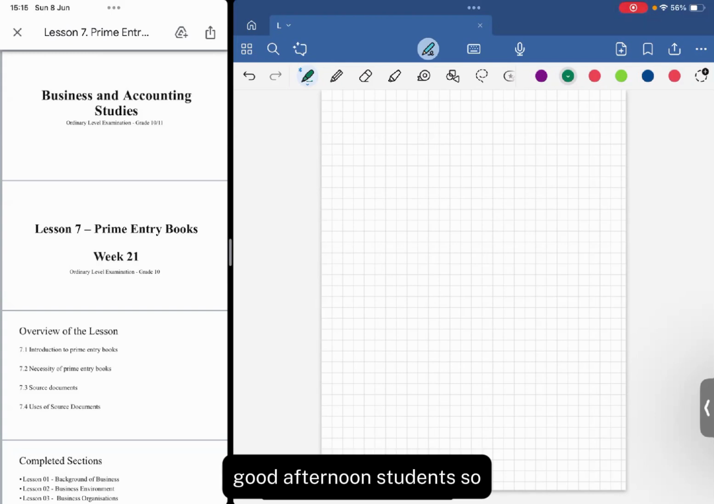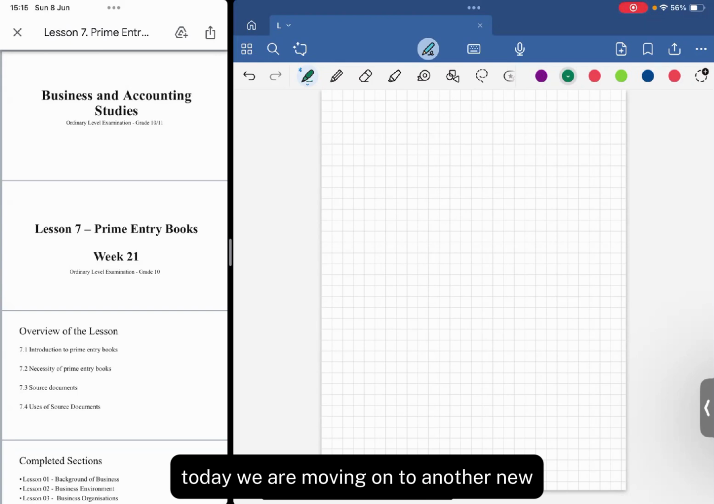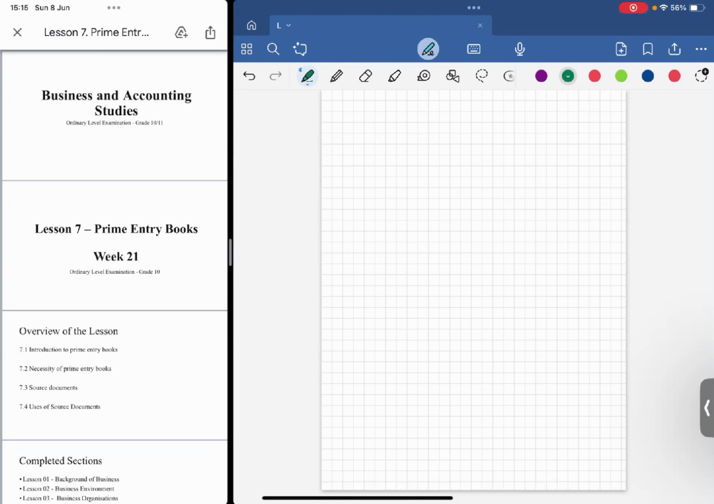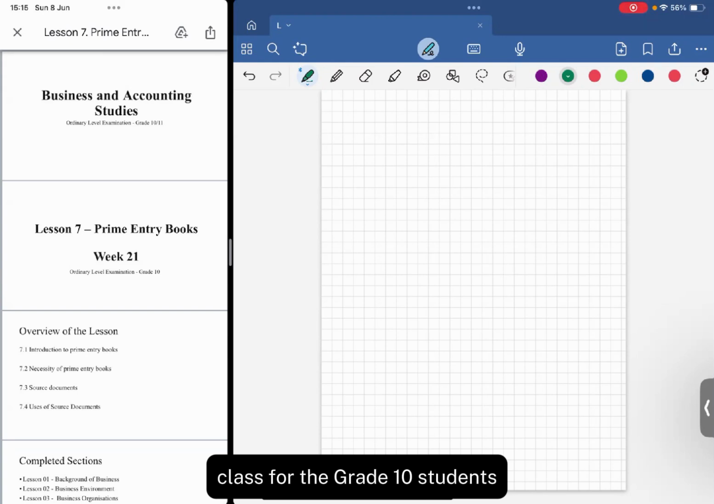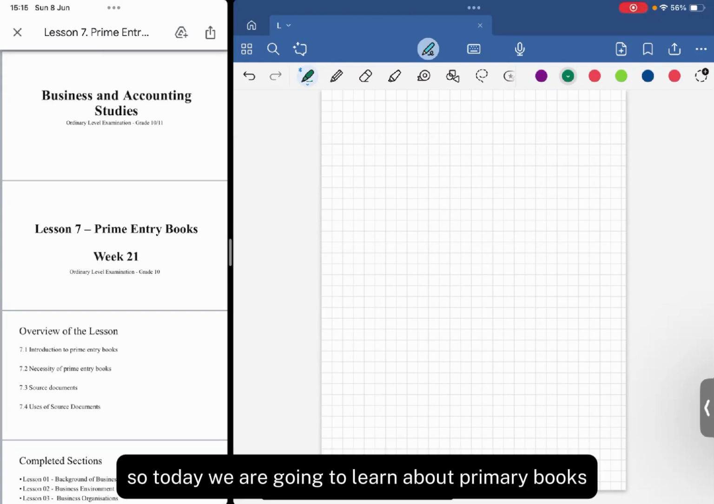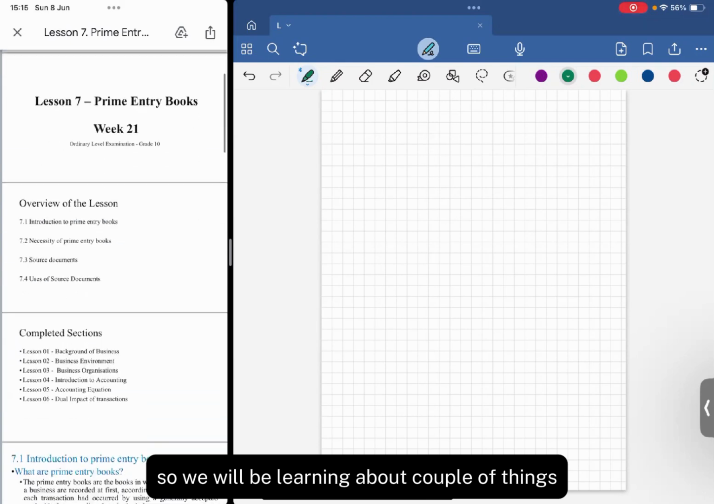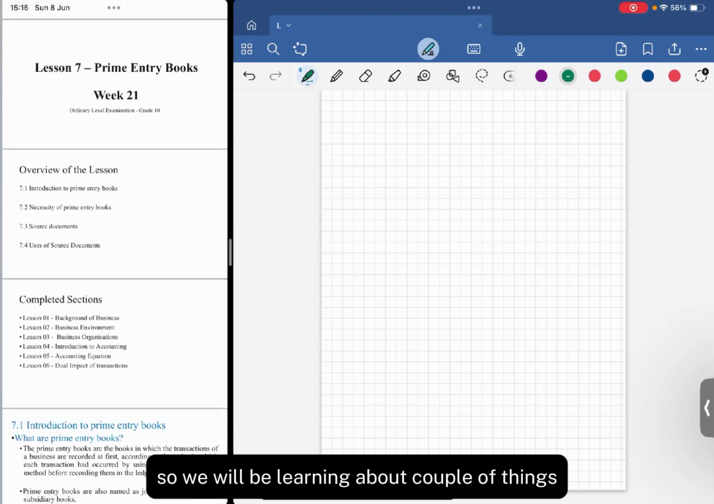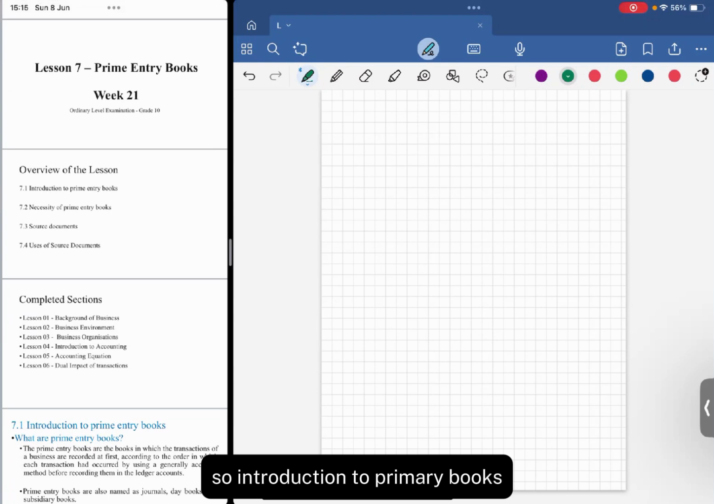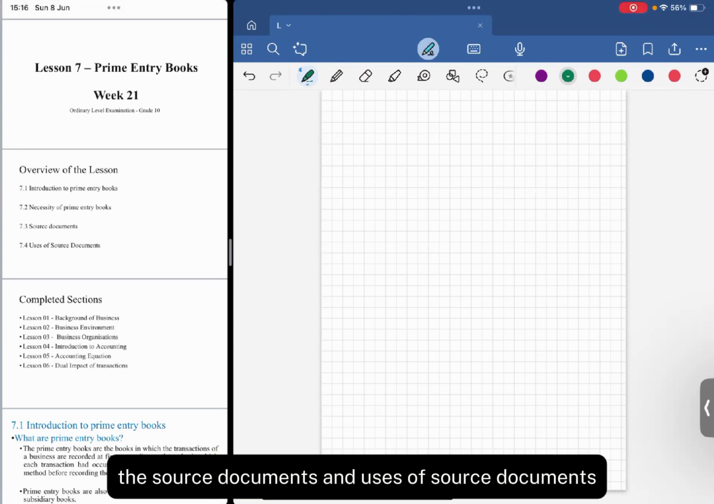Good afternoon, students. So today we are moving on to another new lesson in the Business and Accounting Studies class for the grade 10 students. So today we are going to learn about prime entry books. So we will be learning about a couple of things: introduction to prime entry books, the necessity of prime entry books, the source documents, and uses of source documents.